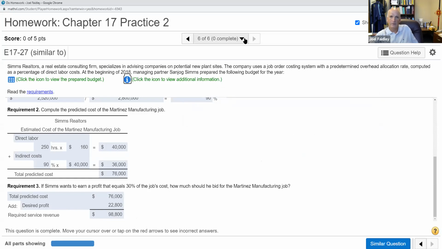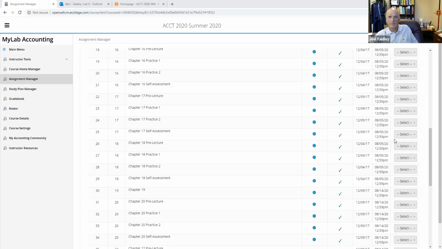Good example there. All right, so number 2. And let's look at the self-assessment for 17.